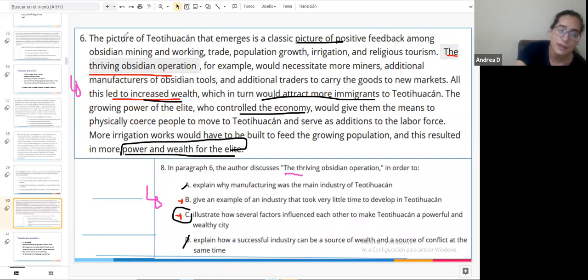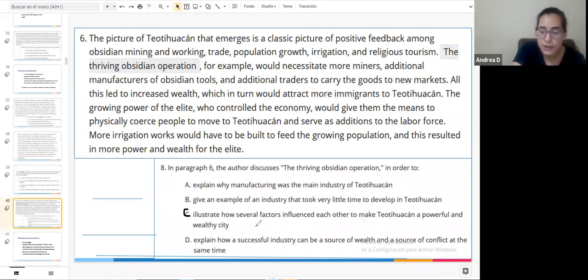And you can see that in the first sentence, also in the last part. The picture of Teotihuacan is a classic picture of positive feedback among all of these factors that influenced each other, okay? And that's what you have in C: illustrate how several factors influenced each other to make Teotihuacan a powerful and wealthy city. Another way of seeing this is that it's an example for sure.